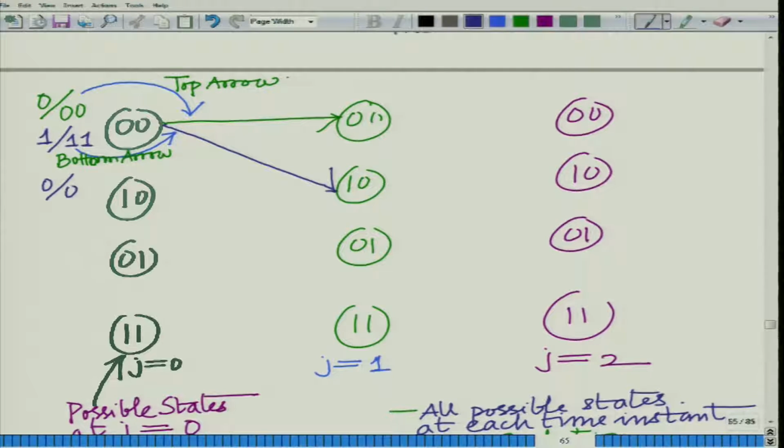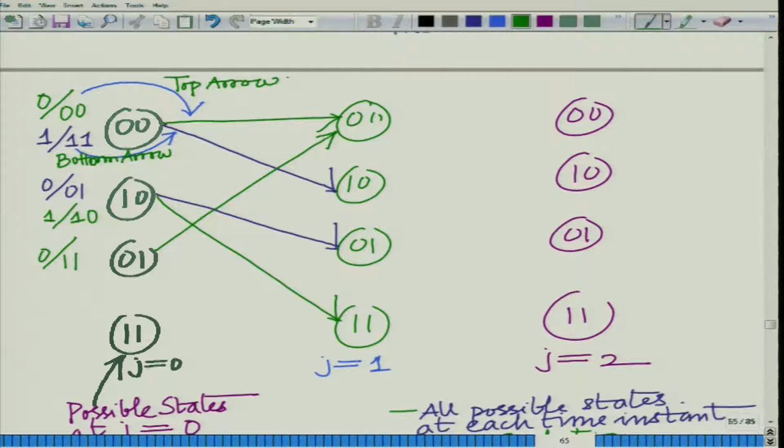Similarly, for 1 0, if the input is 0, it goes to the state 0 1, so that is the top arrow. Now for the bottom arrow, if the input is 1, output is 1 0 and it goes to the state 1 1. Now for the state 0 1, if the input is 0, output is 1 1 and it goes to the state 0 0. And similarly, if the input is 1, output is 0 0 and it goes to the state 1 0.